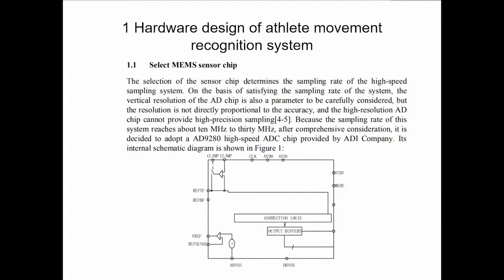But the resolution is not directly proportional to the accuracy. And the high resolution AD chip cannot provide high precision sampling because the sampling rate of this system reaches about 10 hertz to 30 hertz. After comprehensive consideration, it is decided to adopt the AD9280 higher speed ADC chip provided by EAI ICMTEL. The schematic diagram is shown in Figure 1.